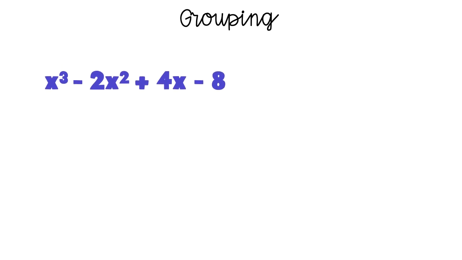The next type of factoring we're going to look at is grouping. This is when you have 4 terms. Anytime you have 4 terms, you're going to group the first 2 and then the last 2.